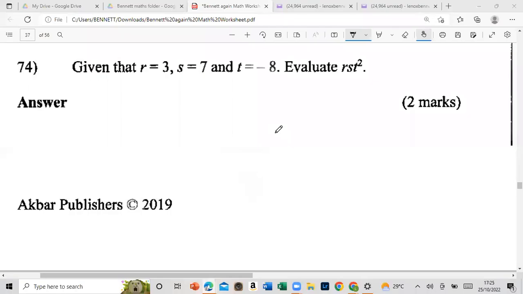Alright, guys, so here it is. It says, given that r is equal to 3, s is equal to 7, and t is equal to -8, evaluate r s t to the second power. Go ahead and complete that, and that is worth 2 marks. So it shouldn't be that hard because it's only worth 2 marks. Let's go.